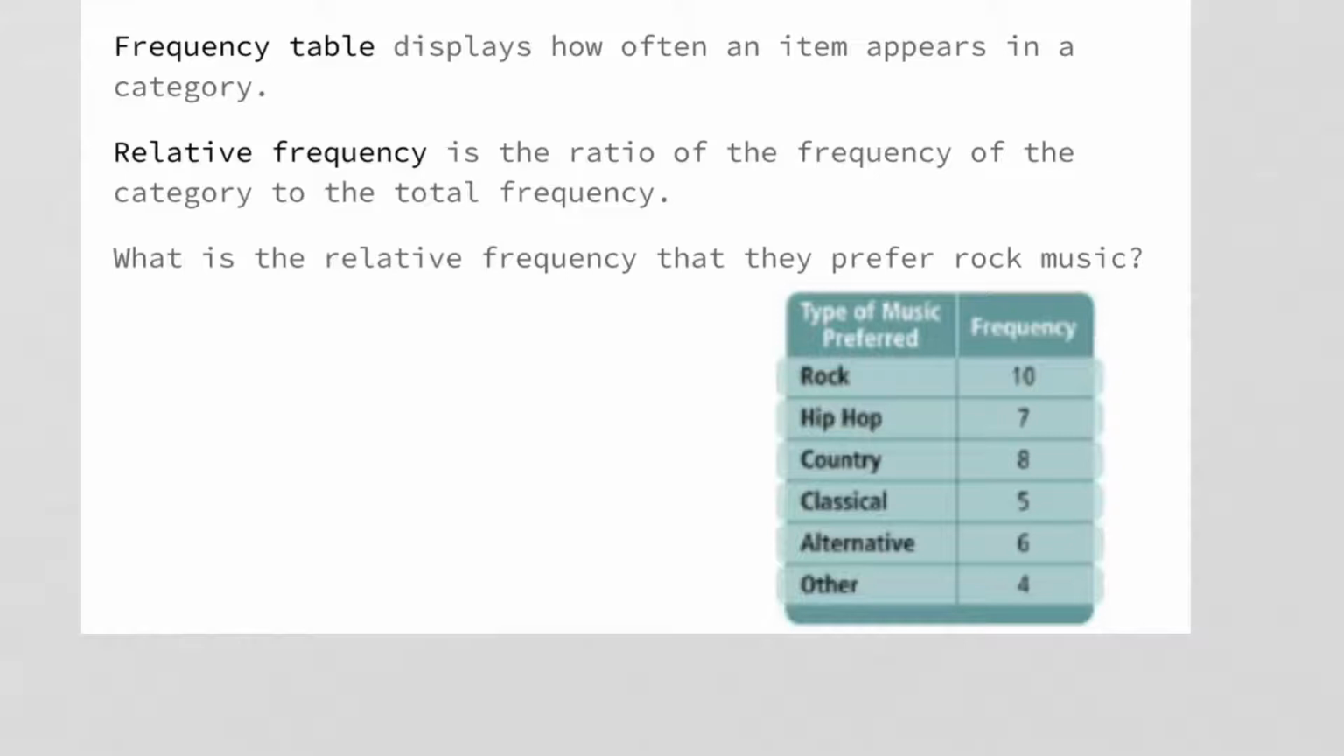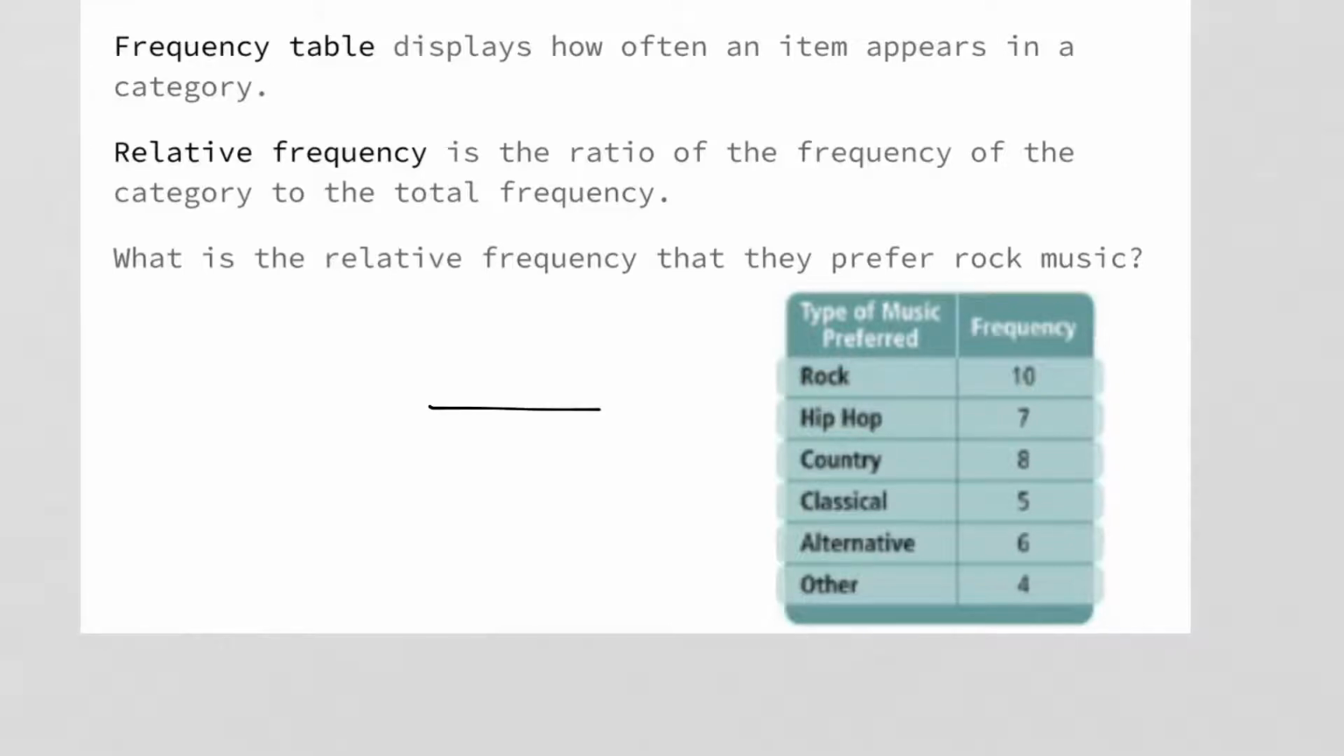So let's take a look at this table here. You can copy this in your notes. It's a type of music preferred and the frequency of people that prefer that type of music. What is the relative frequency that they prefer rock music? We're going to be writing it as a fraction.